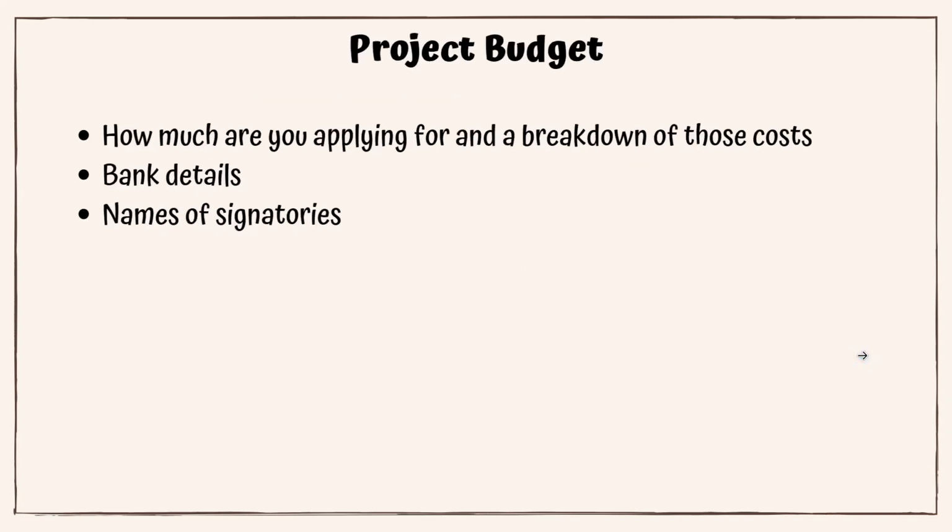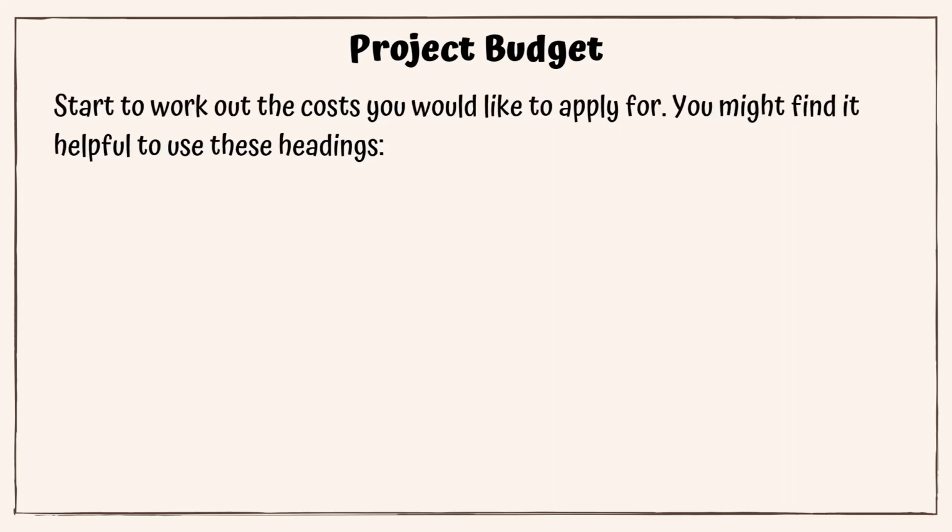Okay, so we'll come on to project budget. They will ask you, of course, how much you are applying for, and then they'll ask for a breakdown of these costs. They'll ask for your bank details. We've discussed that already, and they'll ask for the names of your bank signatories as well. Now, project costs, again, can be kept quite simple here, and they don't need a great amount of detail, but they do want you to think about what exactly you would spend the money on.